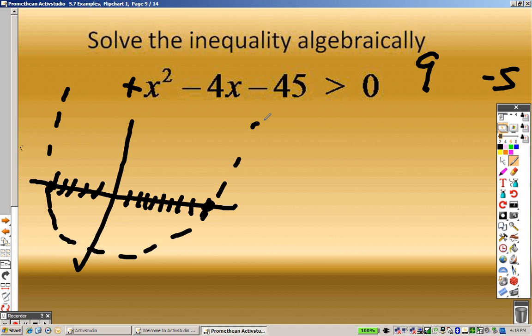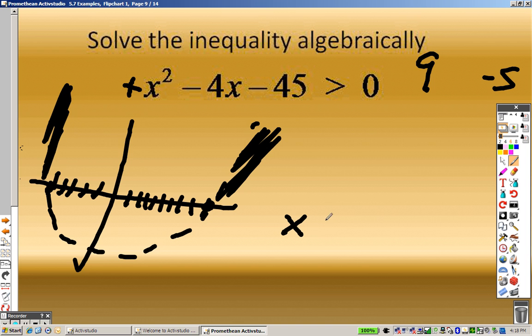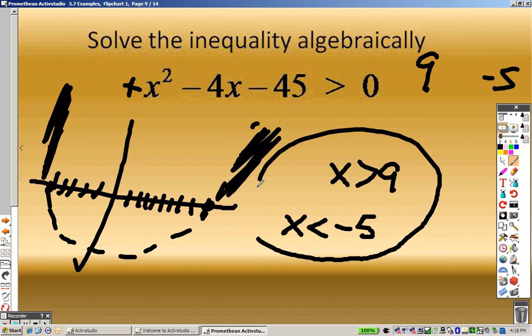So there's my graph. I want everywhere where it's greater than 0. Well, if this is 0, this is everything above. So that means I want this up here and this up here. What that means is I want everything that's less than negative 5, and I want everything that's greater than 9. And there's your answer.